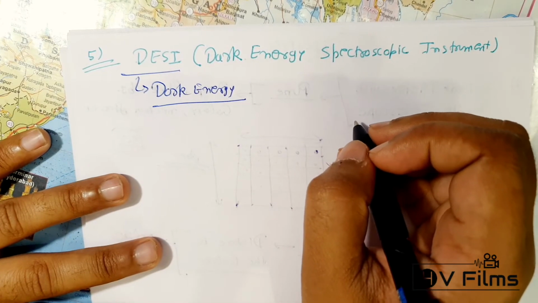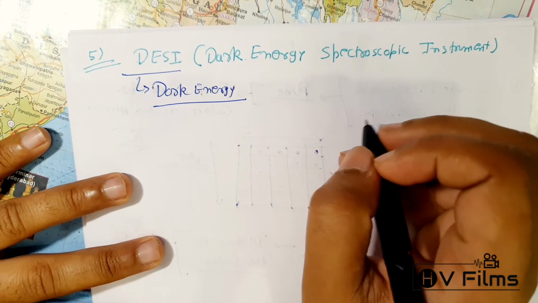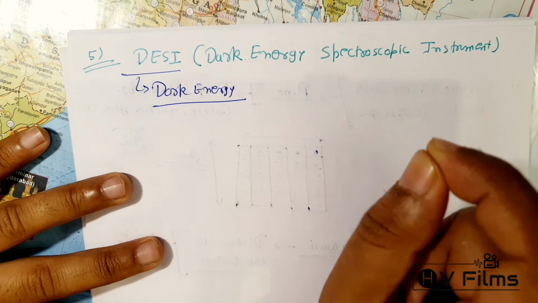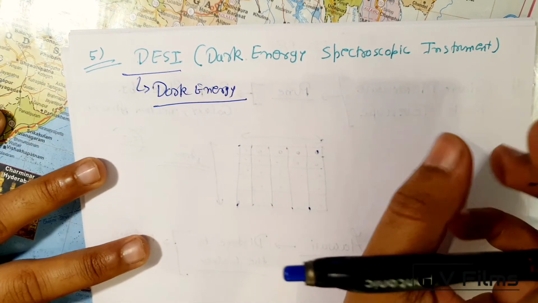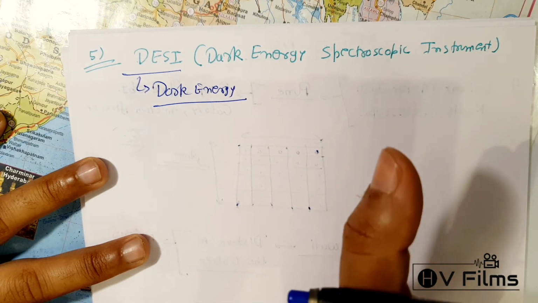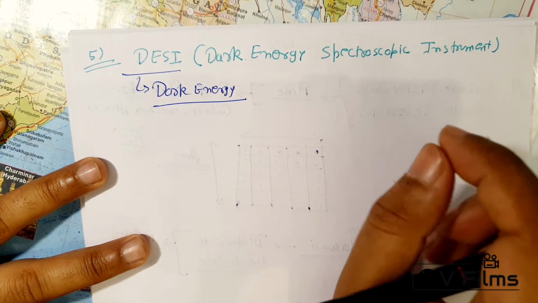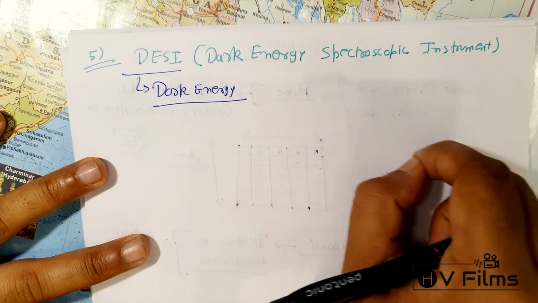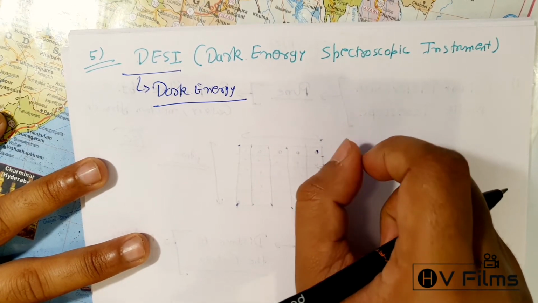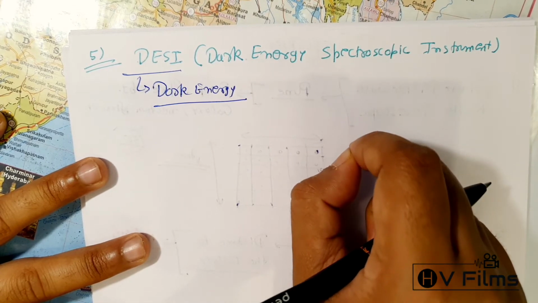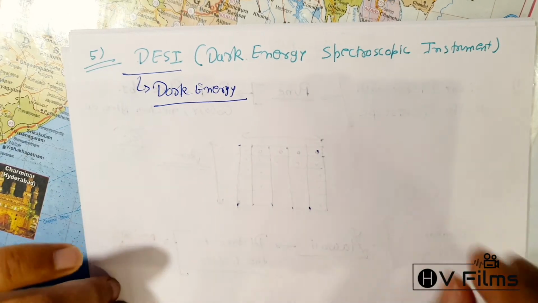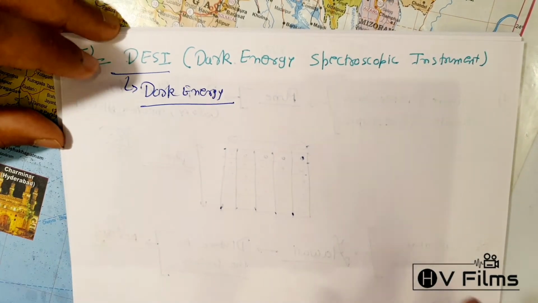The DESI components are basically designed to automatically point at pre-selected sets of galaxies and gather their light. So what we do is, there are certain galaxies, and we automatically select them, gather their light, and then split that light into narrow bands of colors to precisely map their distance from Earth and gauge how much the universe has expanded as this light traveled to Earth. I hope you have understood these things. You can rewind it again.